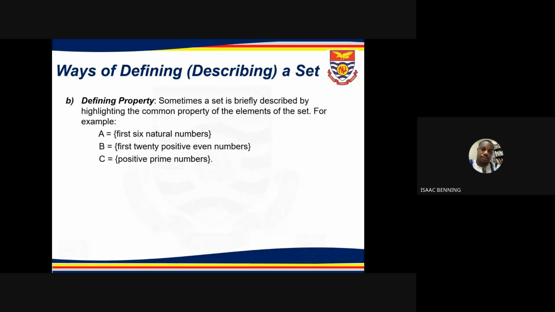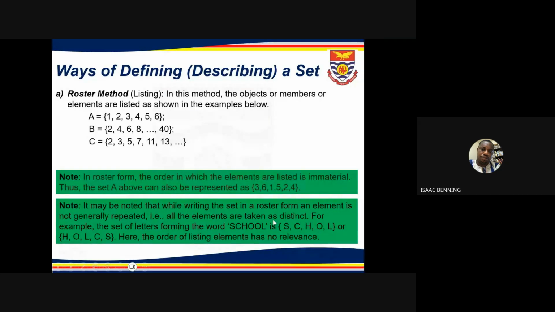Then another way of describing a set is by defining the property. By defining the property, you mean here you provide a brief description by highlighting the common property of the elements of the set. So when we look at the first one, set A, the elements are 1, 2, 3, 4, 5, 6. Can we write this set by describing it or by defining it?